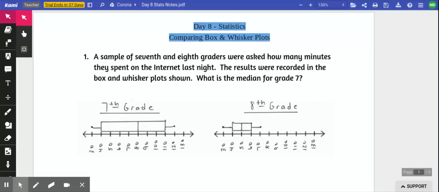So number 1 says a sample of 7th and 8th graders were asked how many minutes they spent on the internet last night. The results were recorded in the box and whisker plots below. What is the median for grade 7?